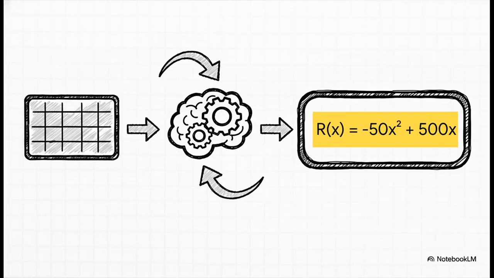Okay, so now we take that data and turn it into a function. We all know that revenue equals price times demand. Now, using a statistical technique called regression analysis, which you'll study in more detail later on, we can find the quadratic equation that best fits our data points. And for Artisan Roast, that equation is R of x equals negative 50x squared plus 500x. This is now our powerful revenue model. It's a mathematical description of how their income is going to change as they adjust their price.